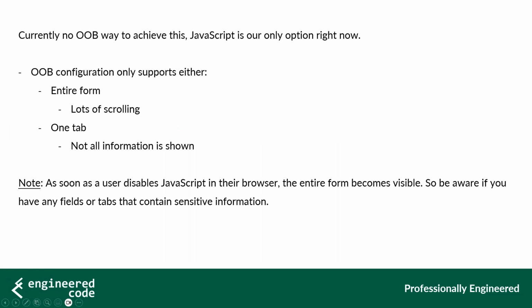So the reason this is such a useful thing in portals is because currently there is no way to actually have tabs out of the box. You can only have the entire form be shown or just have a single tab. So if your form is complex with, let's say, 6 tabs and multiple fields, there will be a ton of scrolling for users and it can just become cluttered overall.